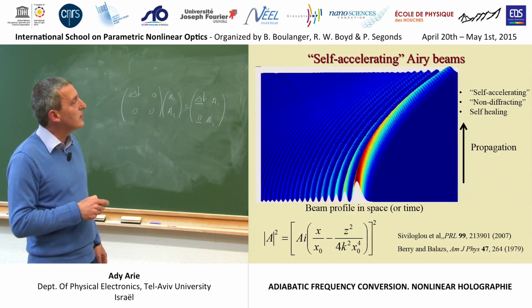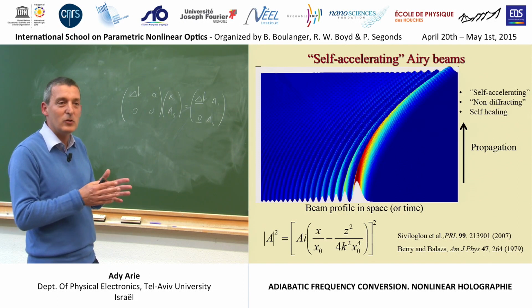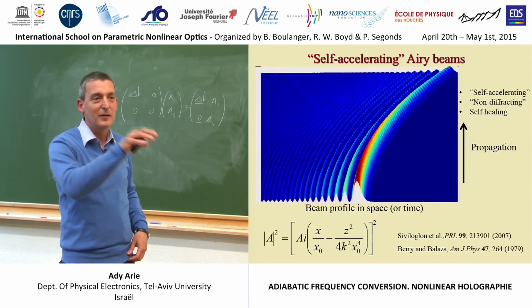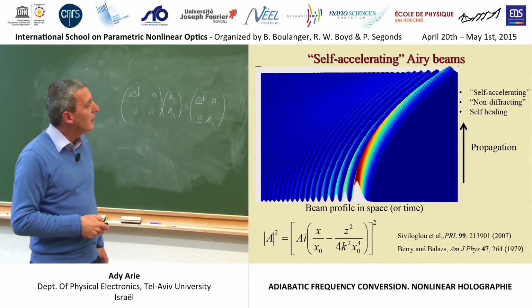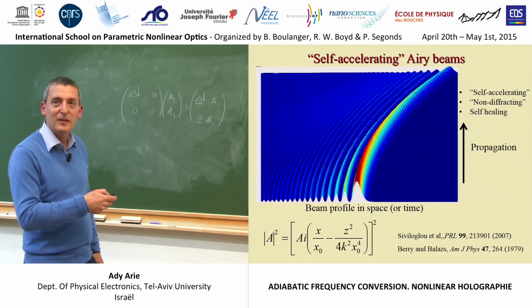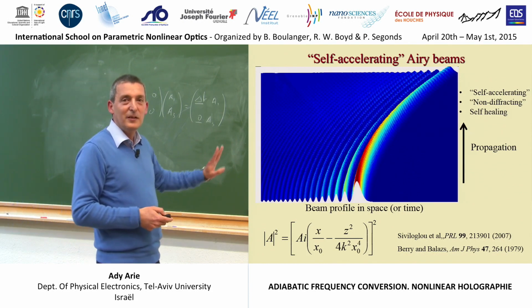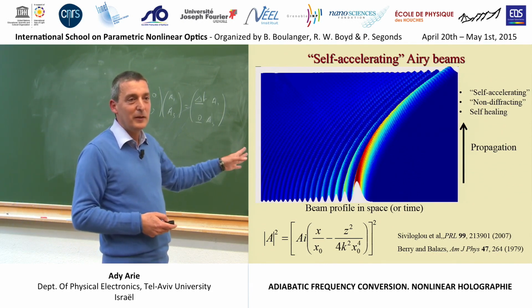So this is why it's called self-accelerating, right? We are usually used to beams that propagate in straight lines. This is a beam that propagates in a curved trajectory. It also has some other nice features. If we had infinite energy, which unfortunately we don't, then it would be a non-diffracting beam. It will maintain its shape.